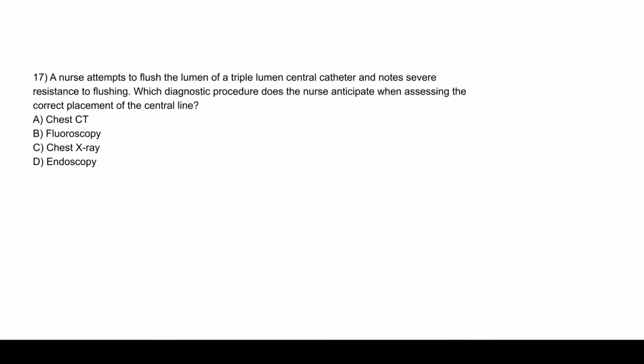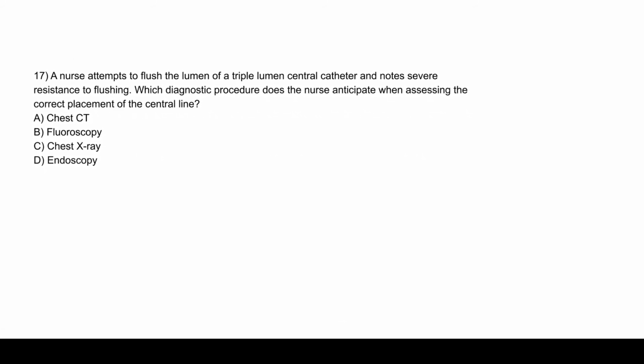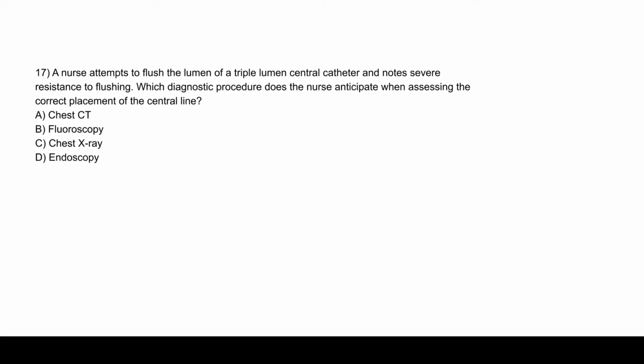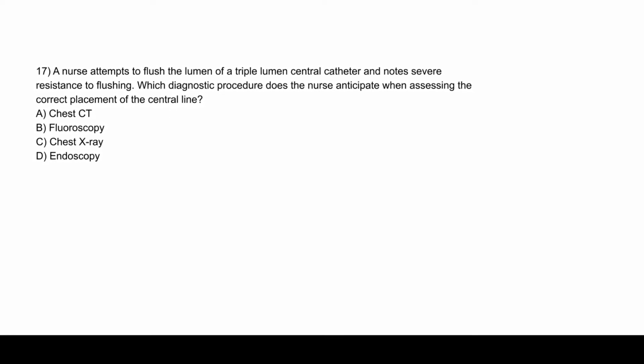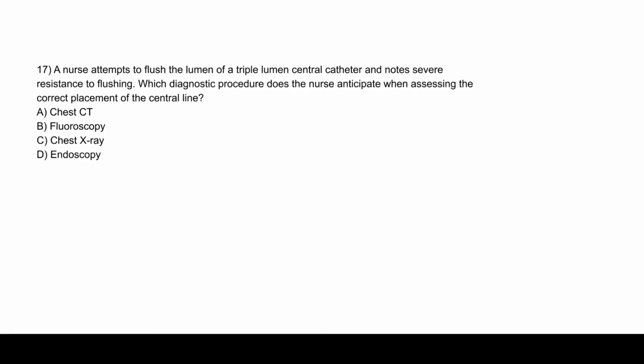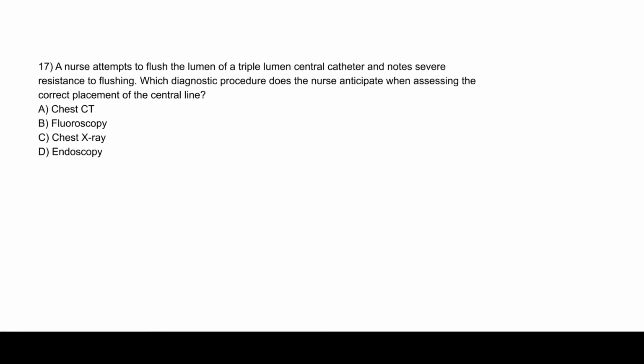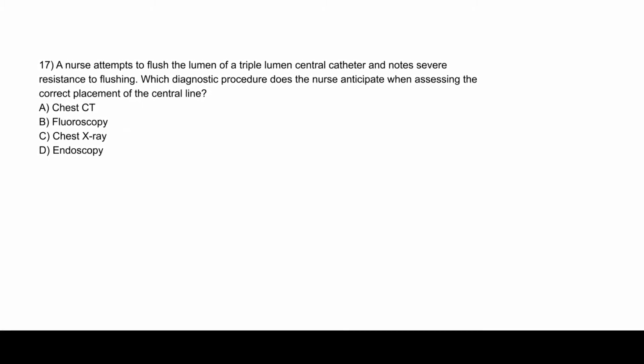17. A nurse attempts to flush the lumen of a triple-lumen central catheter and notes severe resistance to flushing. Which diagnostic procedure does the nurse anticipate when assessing the correct placement of the central line? A. Chest CT. B. Fluoroscopy. C. Chest X-ray. D. Endoscopy.